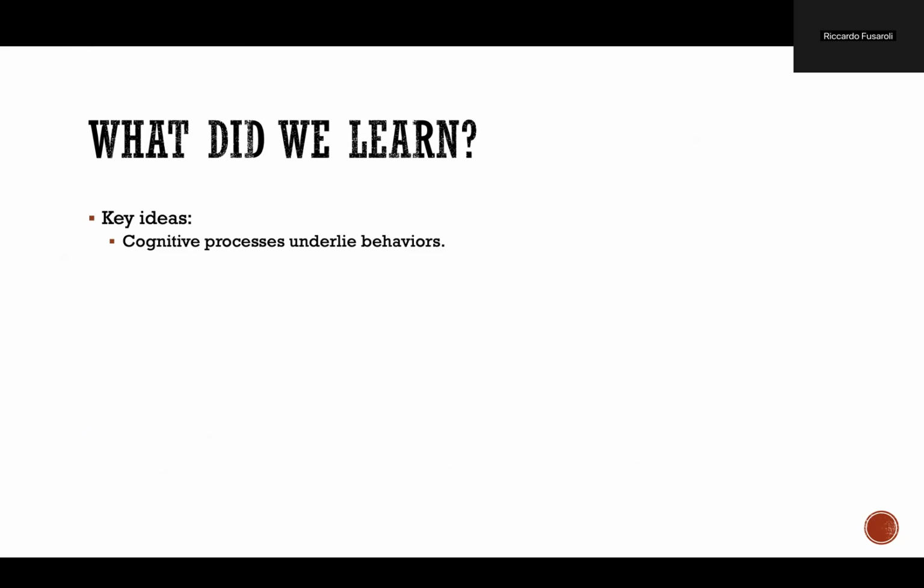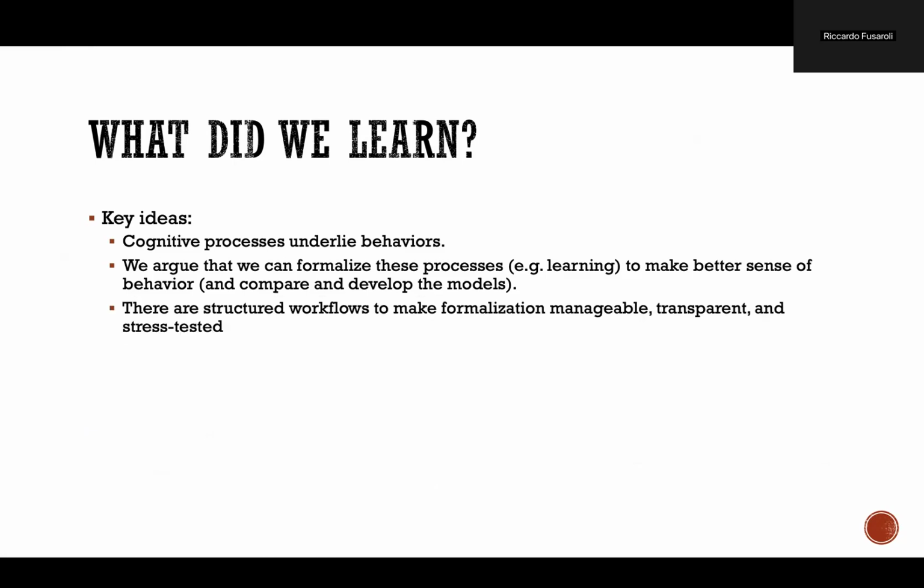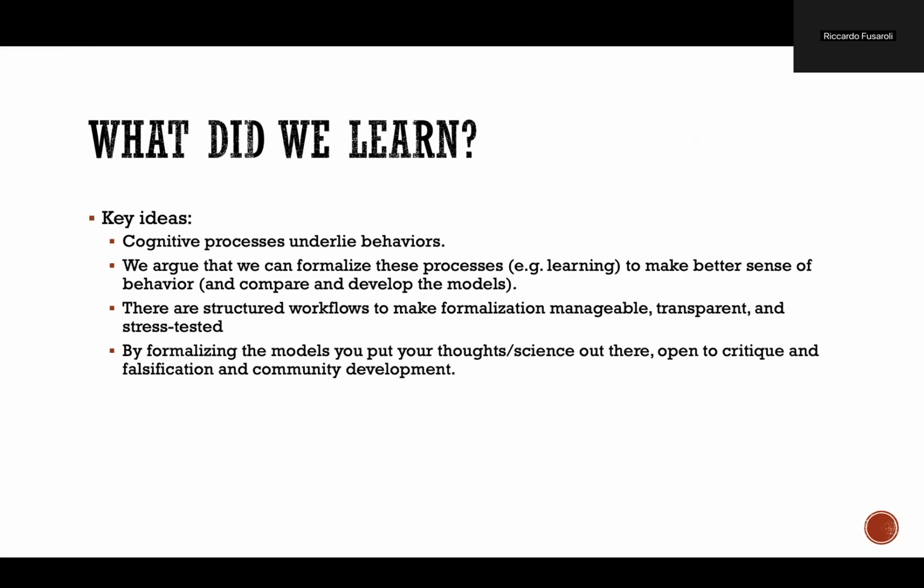Okay, so what did we learn? Key ideas: cognitive processes underlie behaviors, and we can formalize these processes, for instance learning, for instance biases, to make better sense of behavior and compare and develop the models. And we anticipated that there are structured workflows to make formalization manageable, transparent, and stress-tested. And we're going to develop that through the next 3 to 4 weeks.